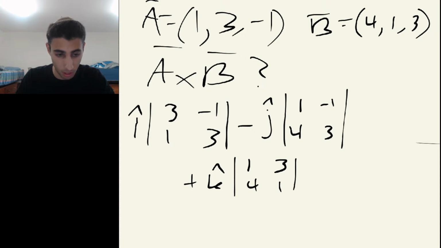So I want 1, 3, and negative 1, and I want 4, 1, and 3. Yeah, 1, 3, negative 1, 4, 1, and 3. Go. I get it right? I hope I get it.